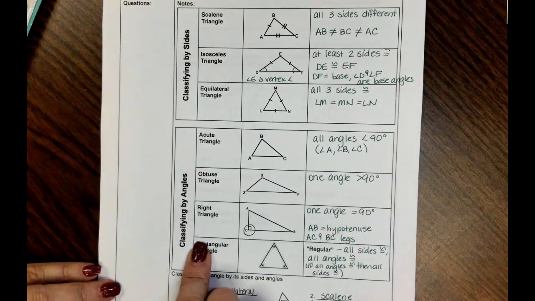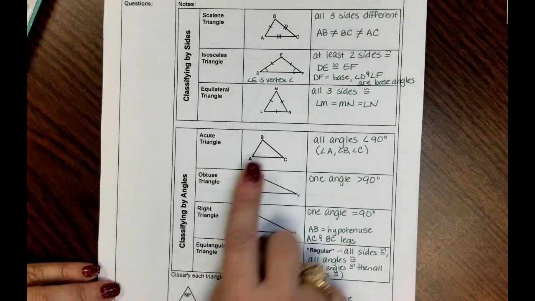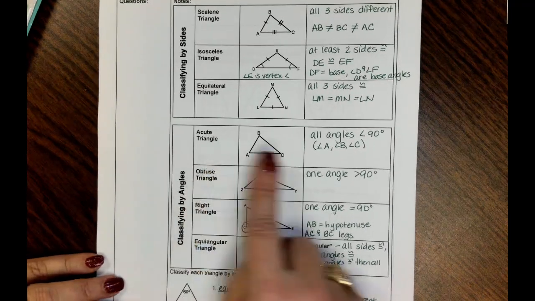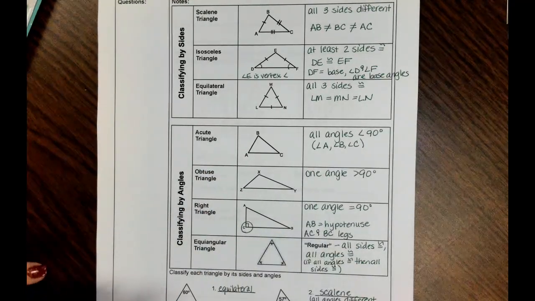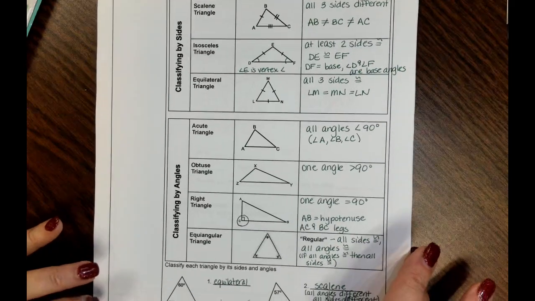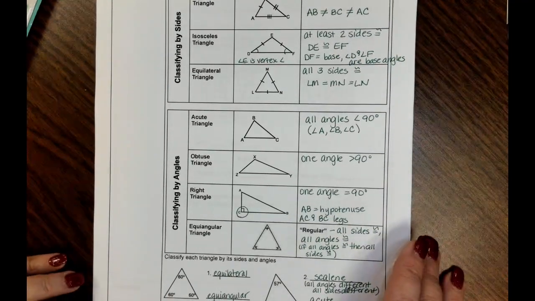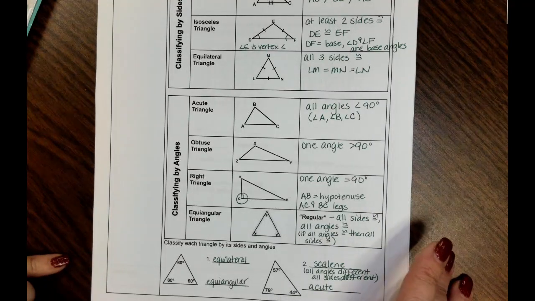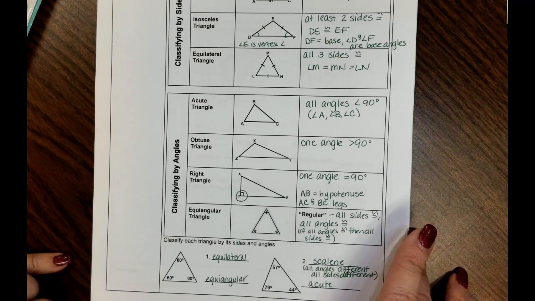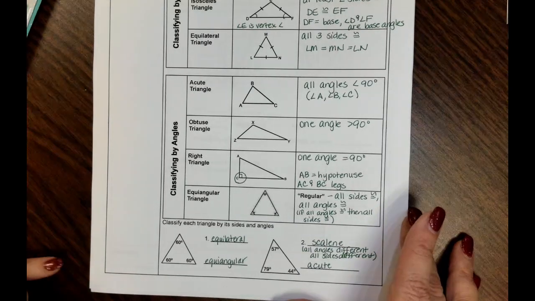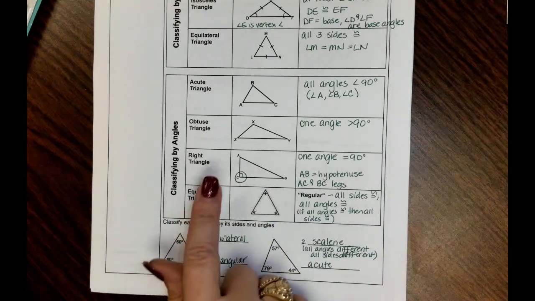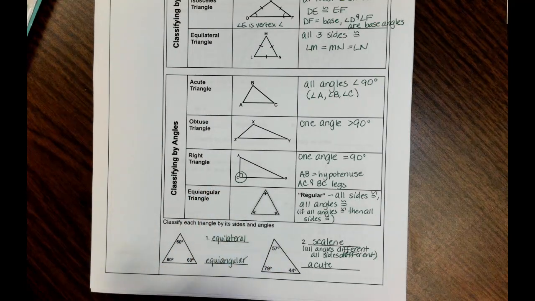So if we want to classify by angles, we would call it acute, obtuse, right, and equiangular. Acute means that all the angles are less than 90. Obtuse means that one angle is greater than 90. Only one angle can be greater than 90 because the other two have to be smaller, because all three angles of the triangle add up to 180. A right triangle has one 90-degree angle. AB is the hypotenuse. AC and BC are the legs.